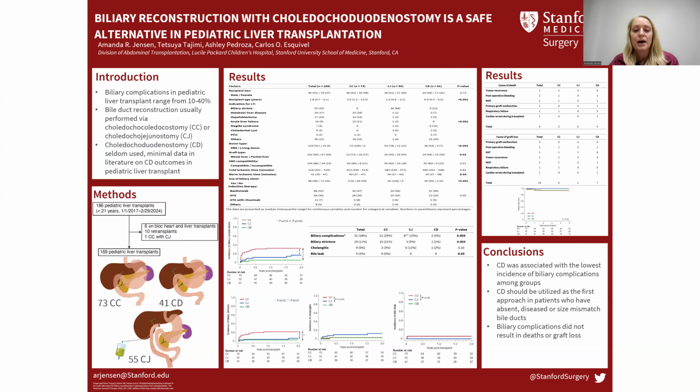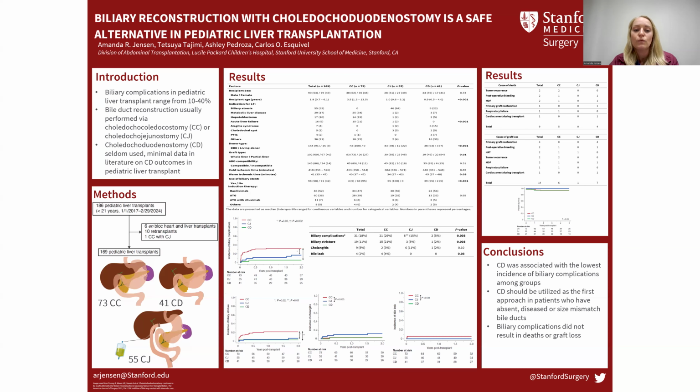When this was separated by the type of biliary complication, including biliary stricture, cholangitis, and bile leak, we saw significant differences in the incidence of biliary stricture. Choledochoduodenostomies had the lowest incidence of biliary stricture, followed by choledochoduodenostomy and choledochostomy. Bile leak and biliary stricture were the most common biliary complications within the choledochostomy and choledochoduodenostomy groups.